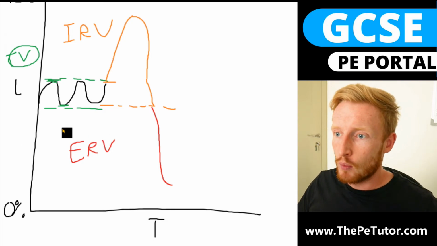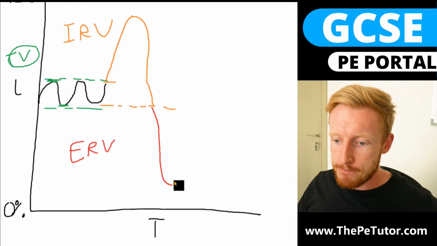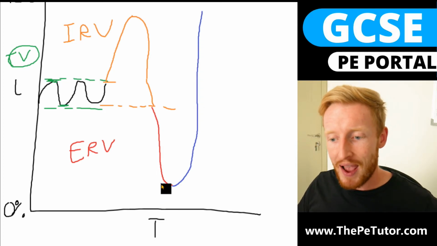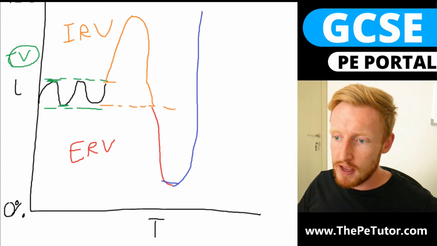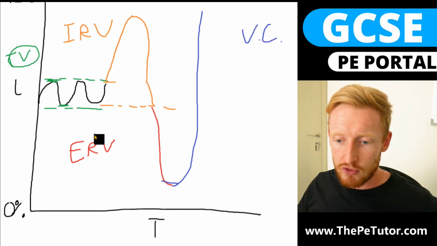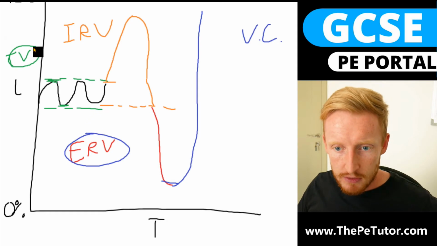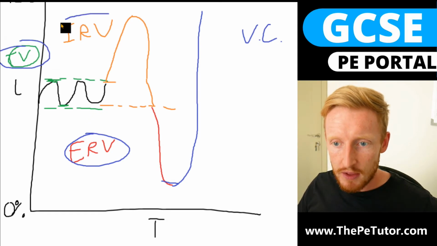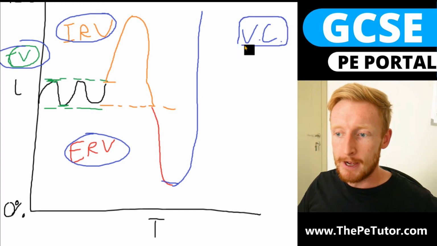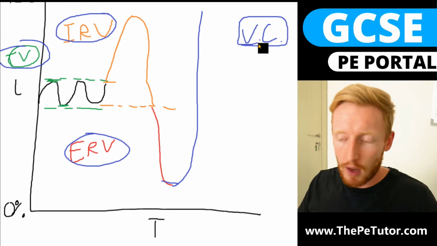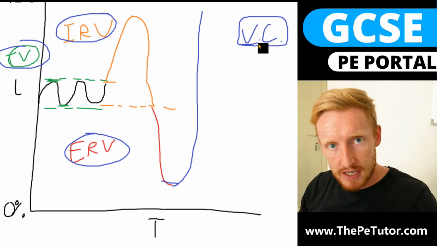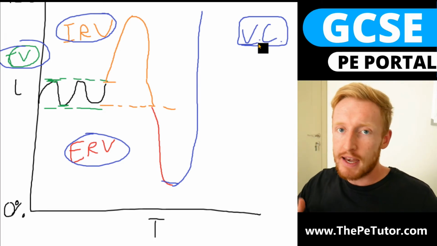So if we add on to this graph now, a maximum inhalation following a maximal exhalation, what we actually have here is something known as our vital capacity. It's our expiratory reserve volume plus the tidal volume plus the inspiratory reserve volume gives us the vital capacity. It's the space inside of our lungs that we actually have access to, that we can completely empty or completely fill in any given breath.